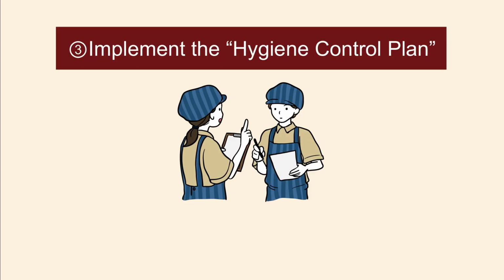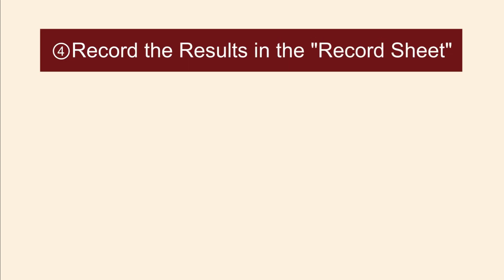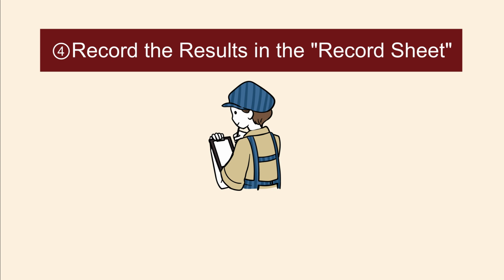Next, you should explain the plan to your employees and have them follow the plan. Do not forget to report any issues to a supervisor. Once you have carried out the plan as planned, record the results in the record sheet.